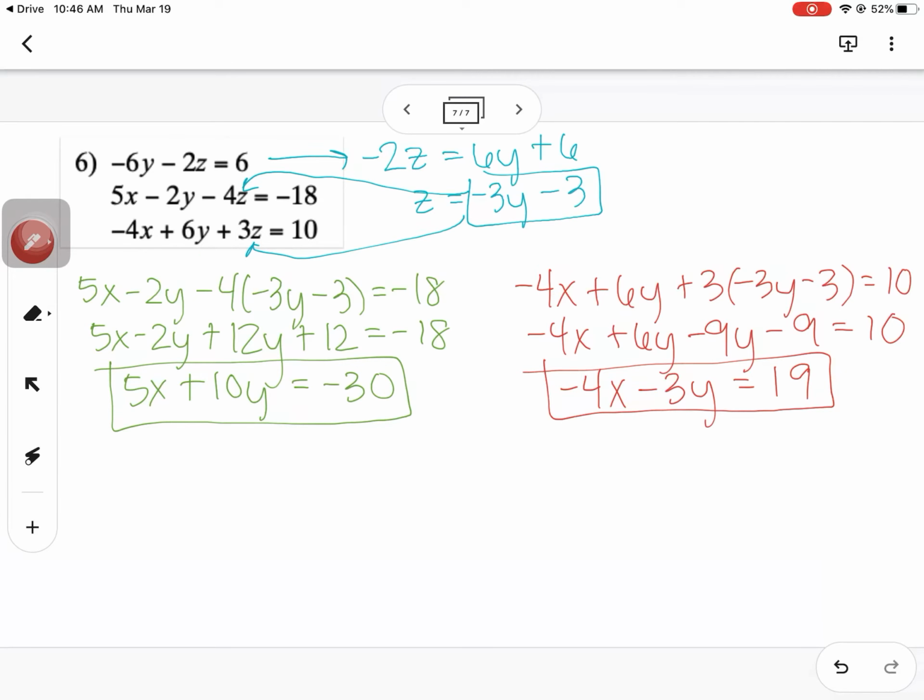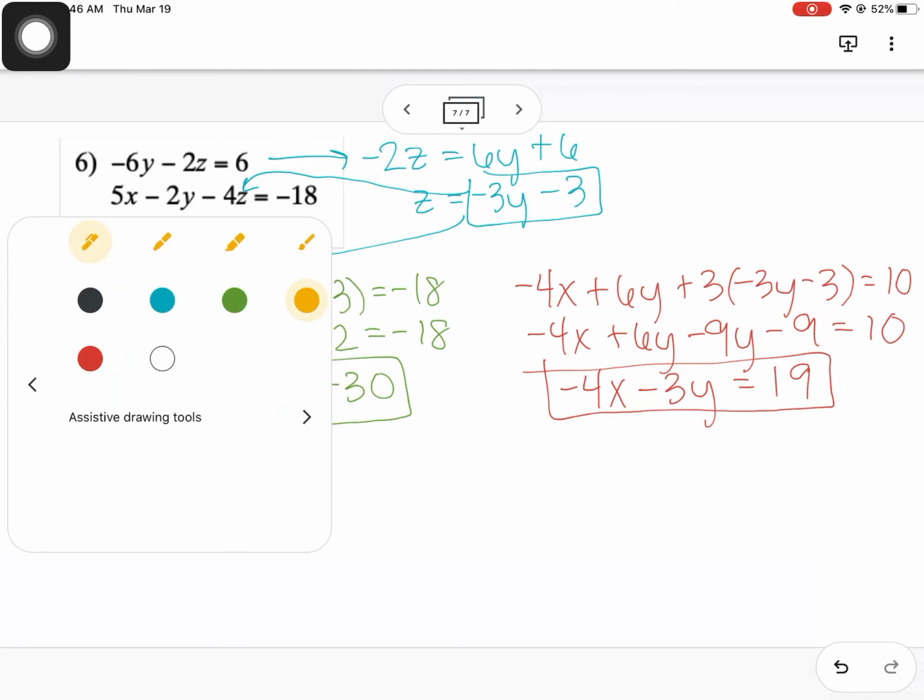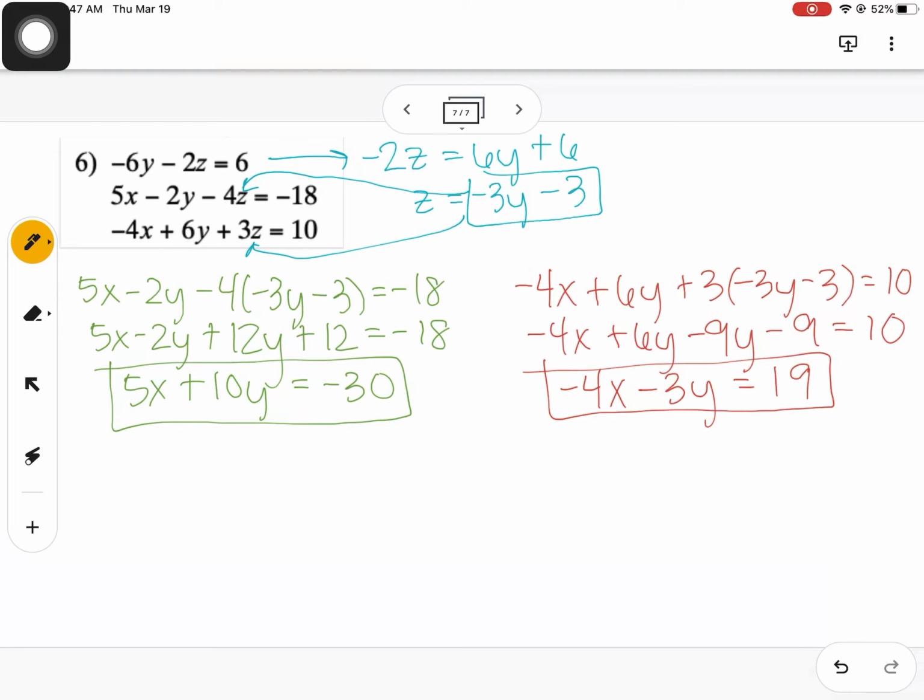Now, it's really like we just have a system of 2. This red and green equation, I'm going to be able to solve that by substitution as well. So I'm going to pick one of the equations, whatever looks like it might be easiest to solve for one variable. And to me, I'm going to solve this green one for x because I know I'm eventually going to have to divide by 5, and all of these numbers are divisible by 5, so I'm going to avoid a fraction. So 5x equals negative 10y minus 30. Divide by 5, and you get negative 2y minus 6.